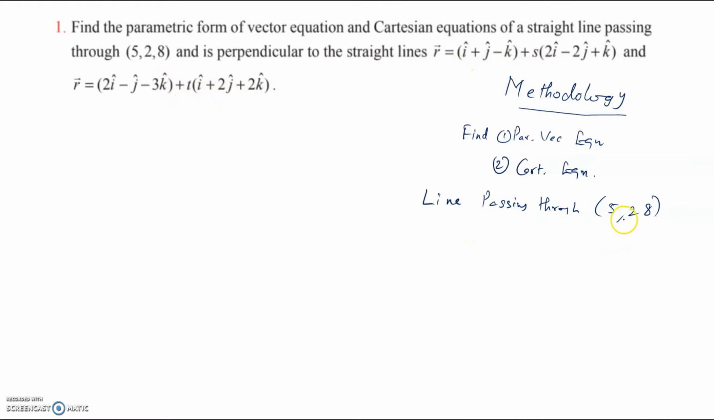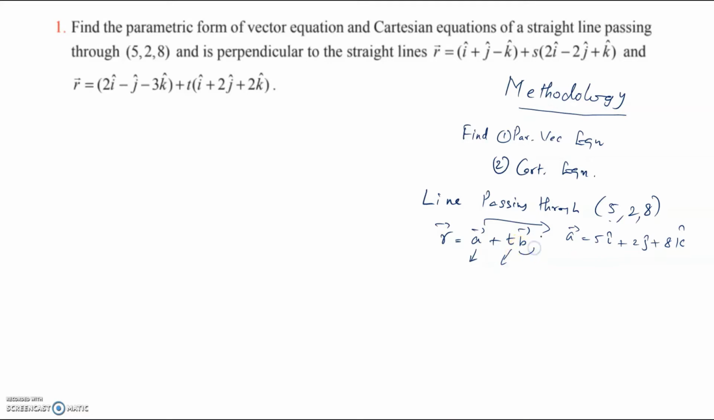Okay, so what is the parametric form of the vector equation of a line passing through a point and parallel to another line? It is given by r = a vector + t b vector, where a vector is the position vector of A, where the point A is on the line. So, here the point A will be (5, 2, 8). So, vector A will be 5i cap + 2j cap + 8k cap. That will be our A. Then t is a variable, so we are not going to find that.